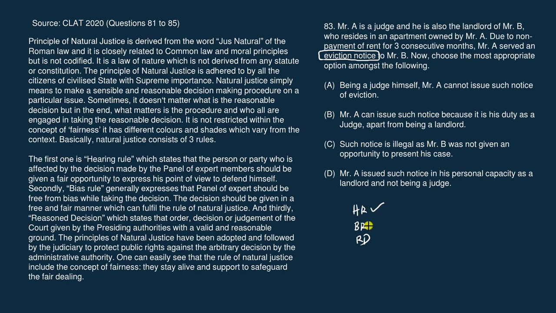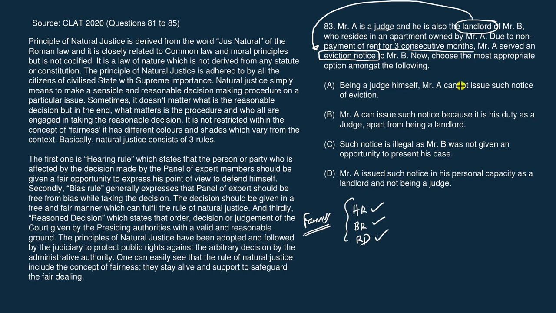Okay. Biasness. Now you would say judge. But he's a landlord. And a landlord can give eviction notice. Who else will give eviction notice? The landlord has to give eviction notice. So it's fine. So where is the biasness here? There's no biasness, ladies and gentlemen. So bias rule, no biasness. Hearing rule, no problem. Reasoned decision. So the reason is fine. He has not paid rent for 3 consecutive months. There's no problem. So there is fairness.